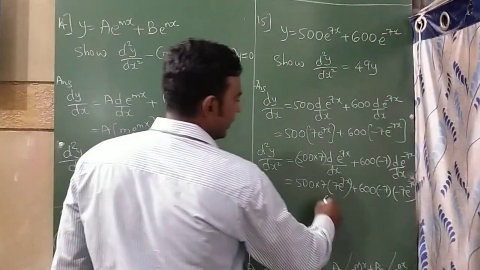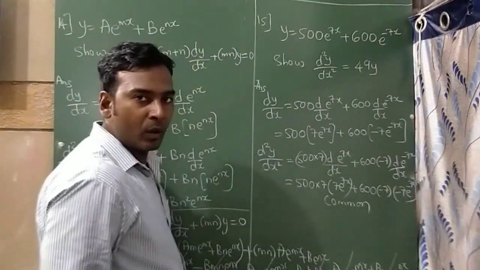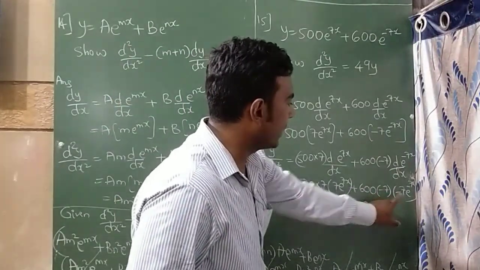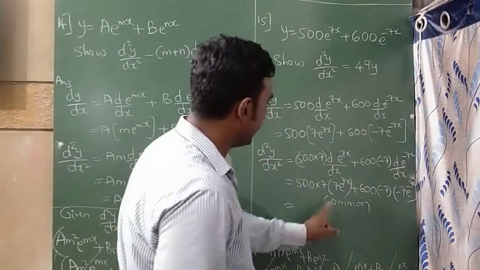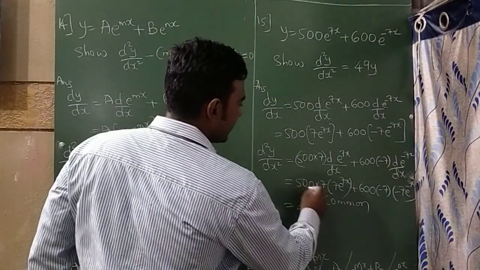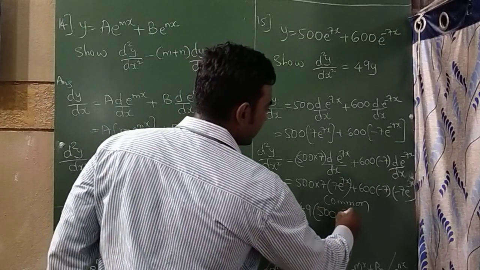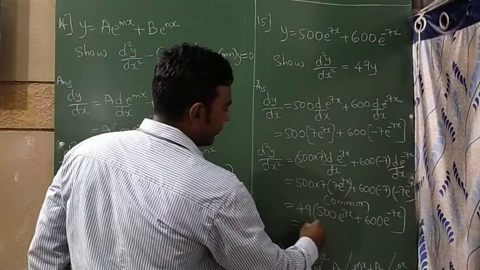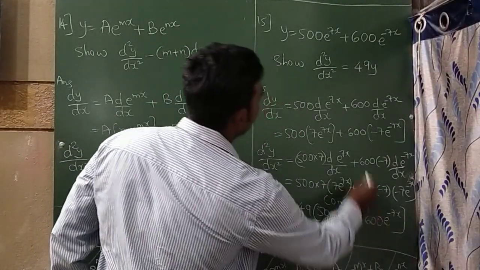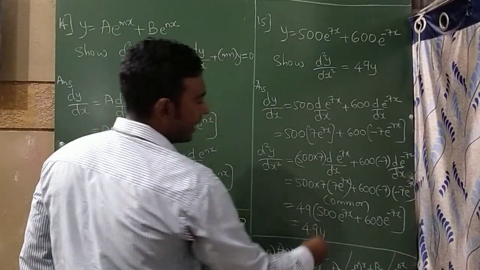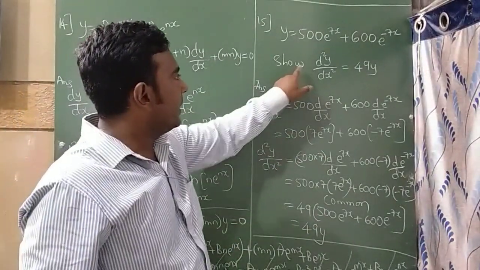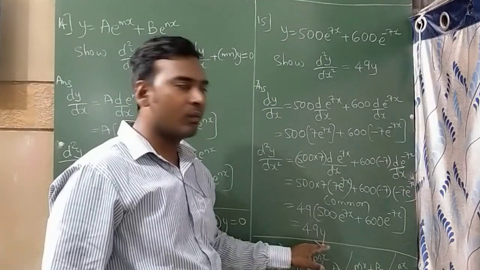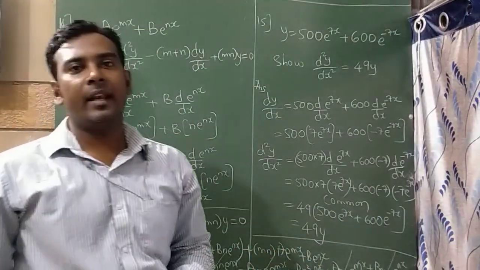Fine. So what I am going to do here is I am going to take common. What is common? Look very carefully. 7 7s are 49 and 7 7s are 49. Minus into minus will become plus. So 49 is your common term. What is remaining? 500 e raised to 7x plus 600 e raised to minus 7x. Fine. This whole term you can see in the given question, it is y. So finally we have proved that d square y upon dx square is equal to 49y. Fine. So let us move on to the next question.